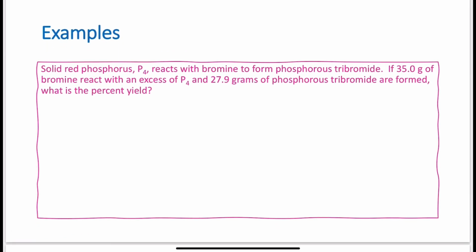What about the next example? Solid red phosphorus, P4, reacts with bromine to form PBr3. If 35 grams of bromine react with an excess of P4 and 27.9 grams of PBr3 are formed, what is the percent yield? Okay, so solid red phosphorus, P4, reacts with bromine. I know bromine is one of my diatomics. Bromine is also one of the only 2 elements on the table that is in liquid form. And this is forming PBr3.